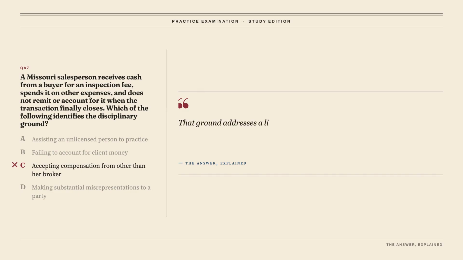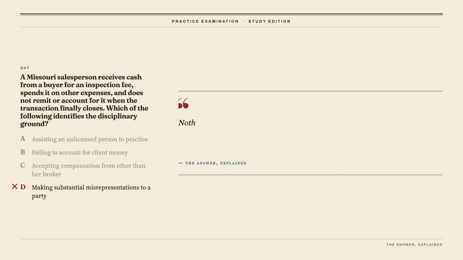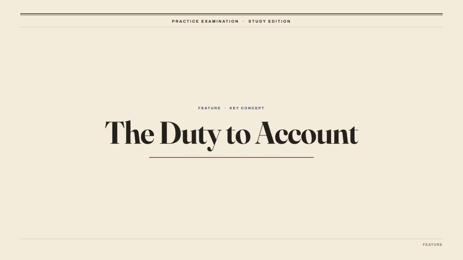C is wrong because that ground addresses a licensee taking a commission from someone other than her own broker. The buyer's inspection fee is not compensation for licensed services. D is wrong because nothing in these facts involves a false statement about the property or the transaction. The wrong here is the handling of money rather than a misstatement. When a licensee holds someone else's money, that money is the most dangerous thing she handles.